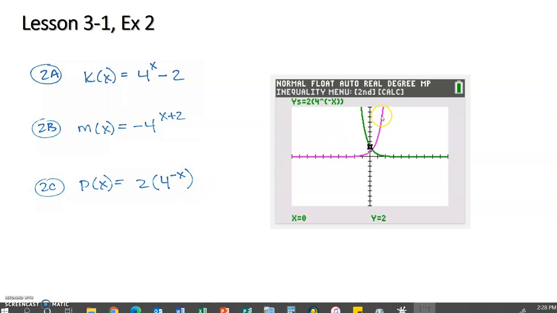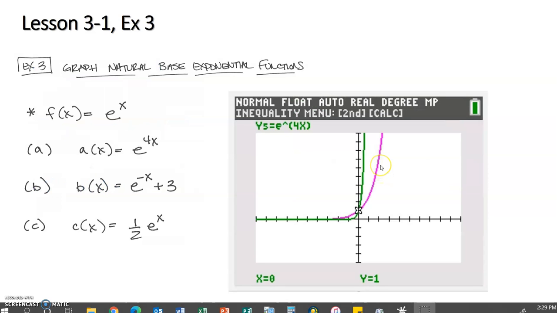But this 2 kind of begins to tighten it up and slide it towards that y-axis a little bit. So this number out here is what's changing that little bit of vertical shape that you're noticing right there. Let's look at example 3, graph natural base exponential functions.